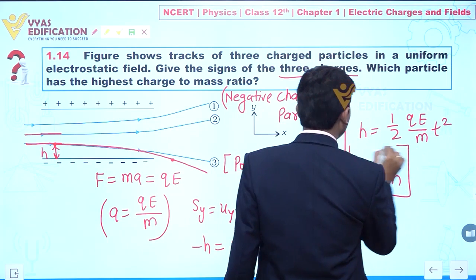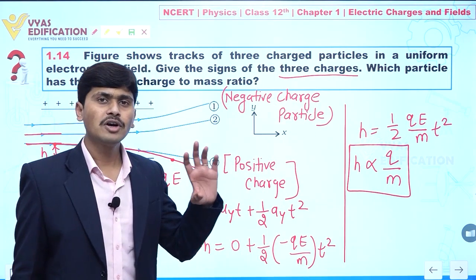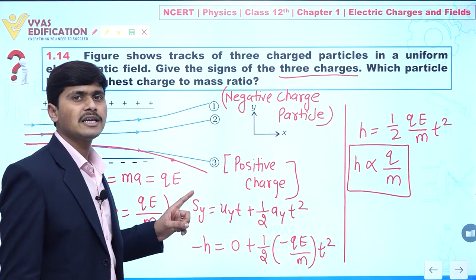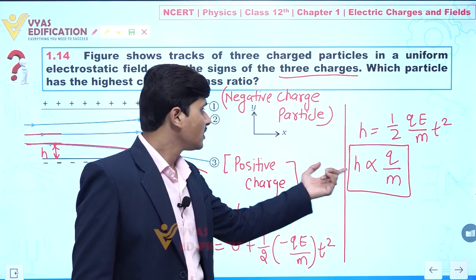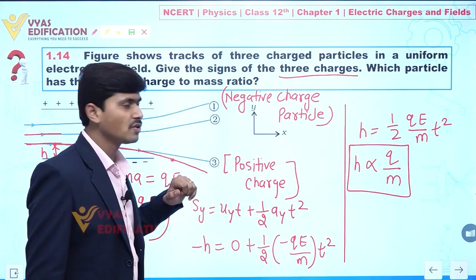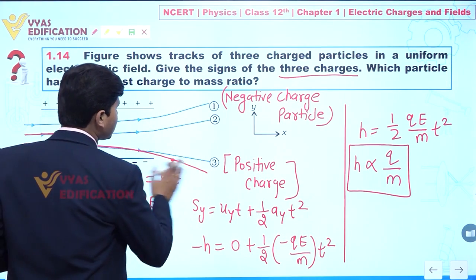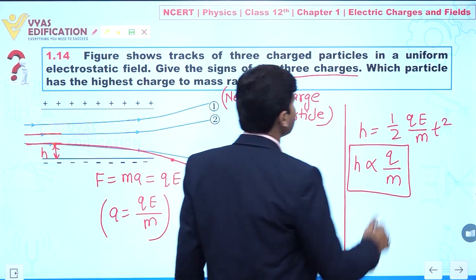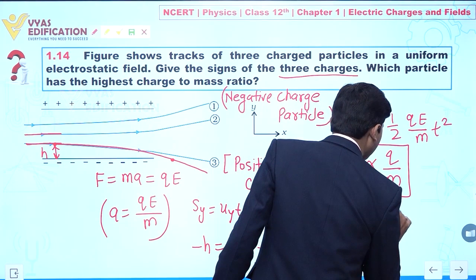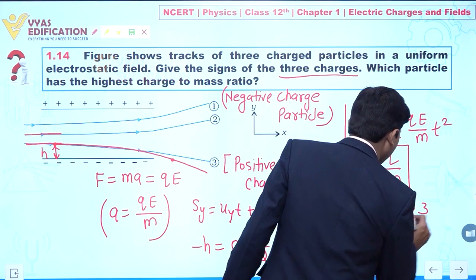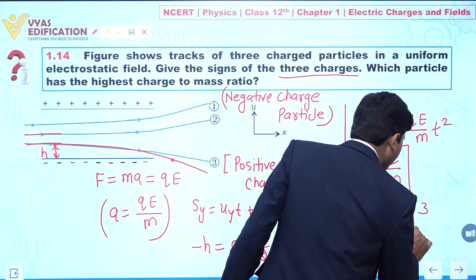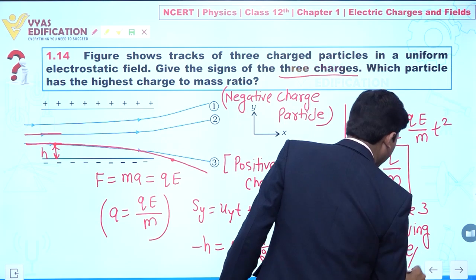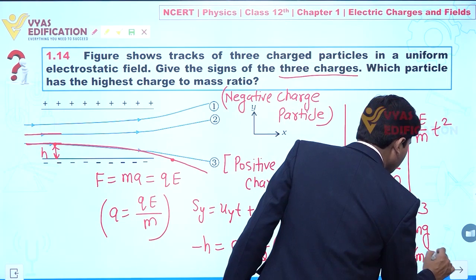So definitely, the more deflection in the y direction we find, that charged particle has the maximum q by m ratio. Yes or no? So the maximum deflection that we observe here is for particle number 3. Clear? So particle number 3 has the maximum q by m ratio.